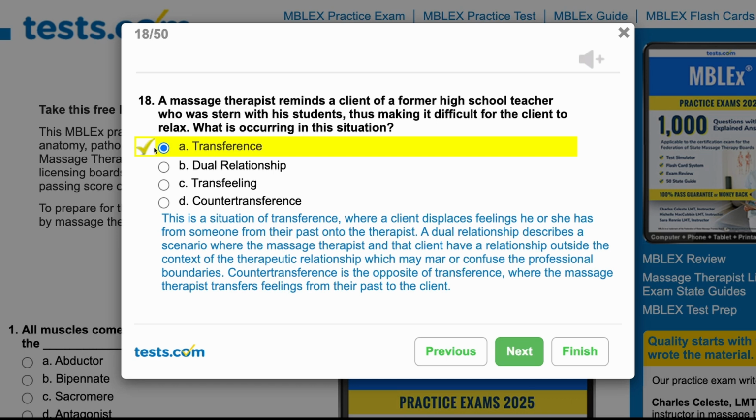A. Transference. This is a situation of transference where a client displaces feelings he or she has from someone from their past onto the therapist. A dual relationship describes a scenario where the massage therapist and that client have a relationship outside the context of the therapeutic relationship, which may mar or confuse the professional boundaries. Countertransference is the opposite of transference, where the massage therapist transfers feelings from their past to the client.